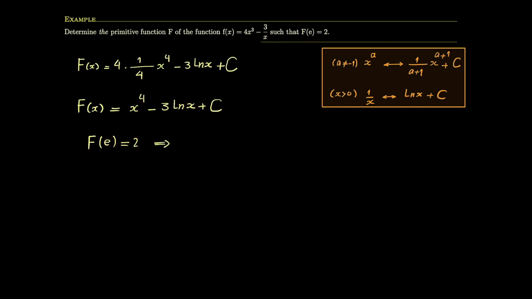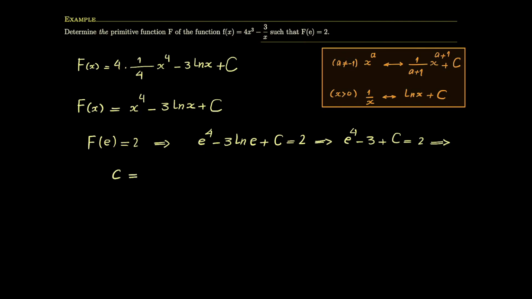So what does it mean? I go to my function, I replace every x with e, and the answer is supposed to be 2. So using this equation, I can find my c. So let me simplify. What is ln of e, by the way? It's 1. So it is just simply e to the power of 4 minus 3 plus capital C is equal to 2. I am finding c.